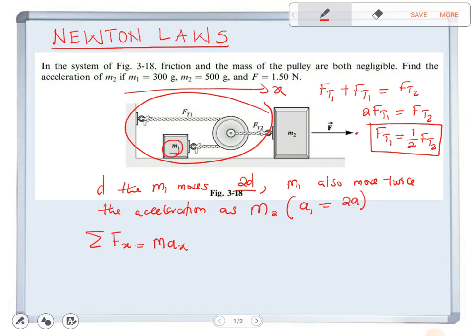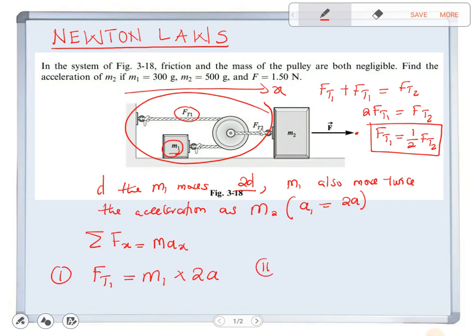Okay, the first mass is just the tension is here. That's the tension that we are focusing on. The tension is F, okay, T1 is equal to mass 1 multiplied by, what did we say is the acceleration for this one? It is 2a, because it's moving the distance twice, so even the acceleration will be twice. Then that is the first component.